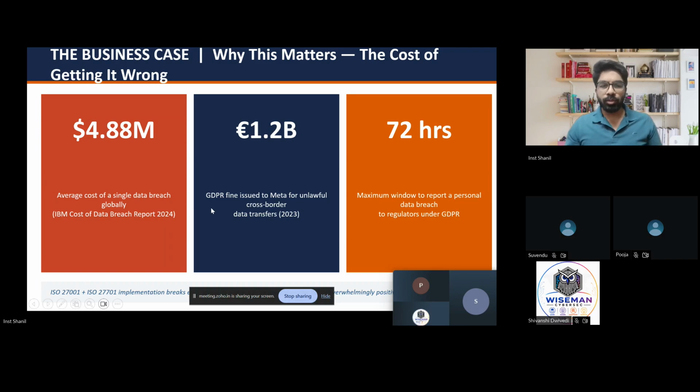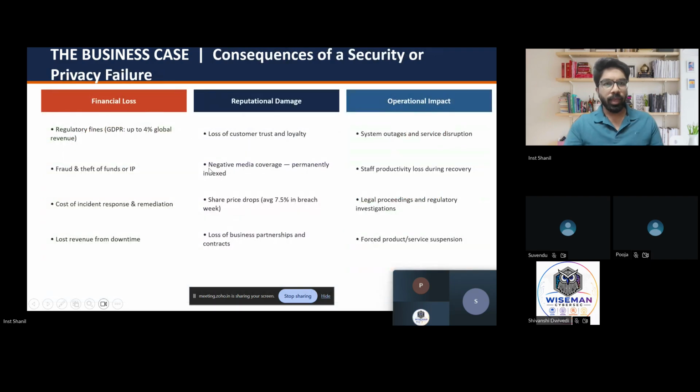In the Europe region, GDPR is very strict, and GDPR fines were issued to Meta, the company behind Facebook, for unlawful cross-border data transfers. It cost the company around 1.2 billion euros. The maximum window to report a personal data breach to regulators under GDPR is 72 hours. If you do not report it to regulators, you are liable. So this is just a brief background.